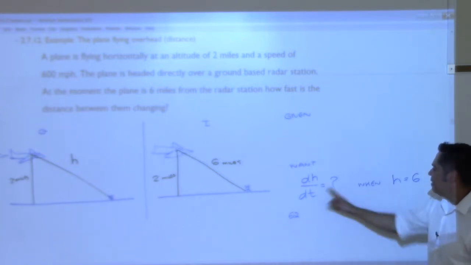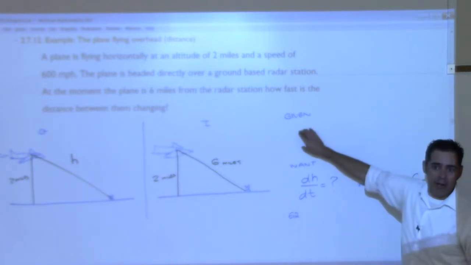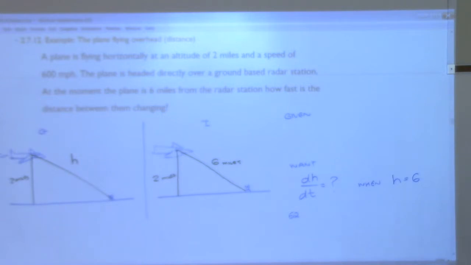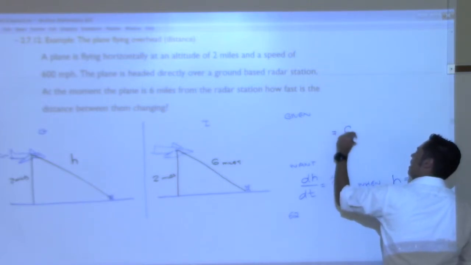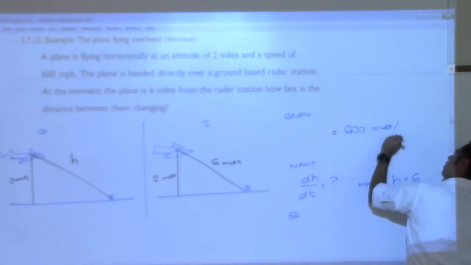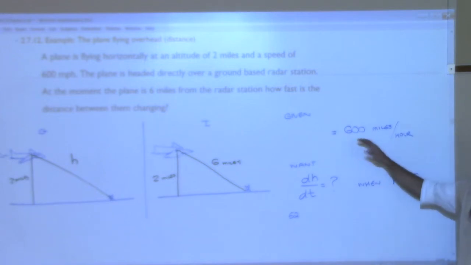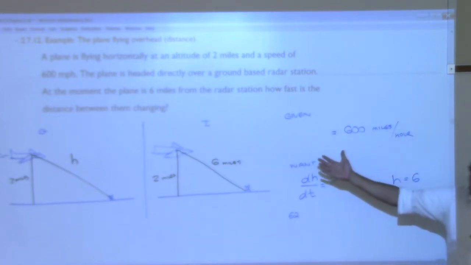Okay. But you want to know it exactly at this moment. This is the hardest part right here, I think. The given part. You know it's the 600, right? Because 600 miles per hour is a speed, isn't it? It is a rate of change. So I'm going to put it here. Something is 600, I'm going to even write it this way, miles per hour, like that. This is a derivative, but it's the derivative of what?